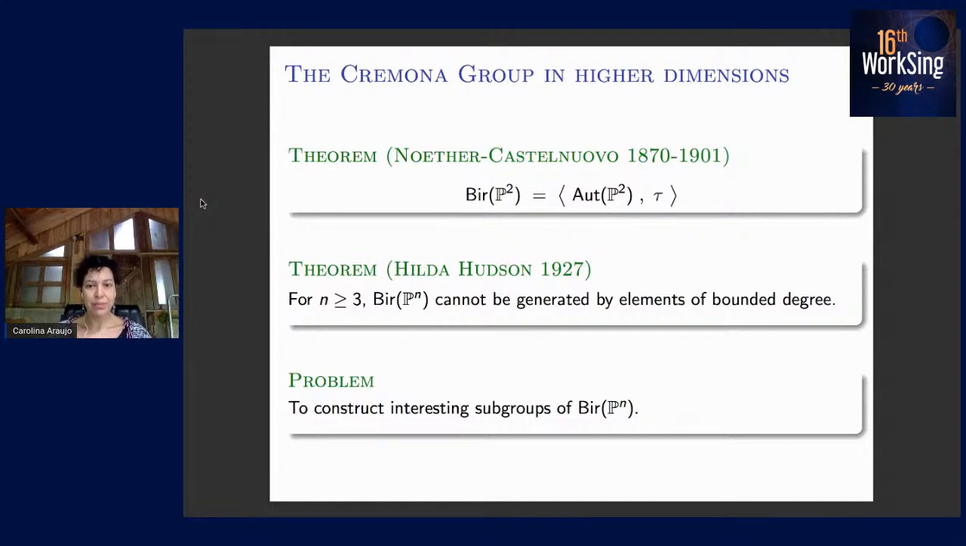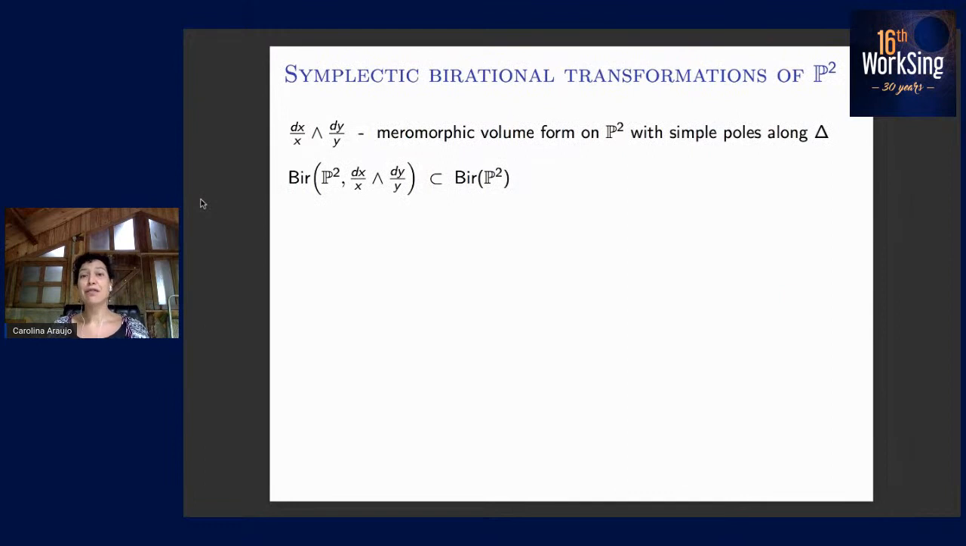So one problem to try to understand this group is to construct interesting subgroups of the Cremona group. By interesting, I mean interesting in two ways. First of all, this subgroup should have some interesting geometric significance. And at the same time, this subgroup should have an easy description, for instance, in terms of generators. Let me give you an example of such a subgroup still in dimension 2. We could fix a meromorphic volume form on P2. This is dx over x wedge dy over y. This is a meromorphic volume form having simple poles along the triangle. By the triangle, I mean the three coordinate axes.